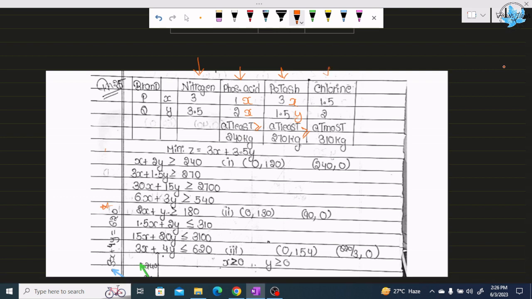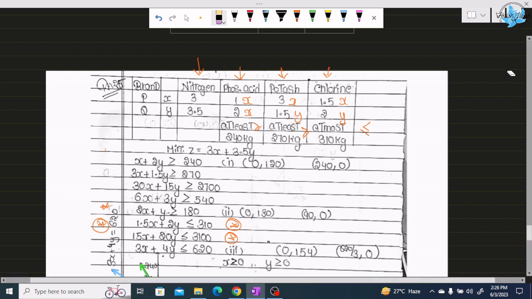Now to make the chlorine equation, you will get 1.5x plus 2y, at most means less than or equal to 310. So you can see this is your third equation. Now again multiply by 10 to remove the decimal, and then take the common factor in the reduced form. You will get 3x plus 4y less than or equal to 620. So you get the three equations.